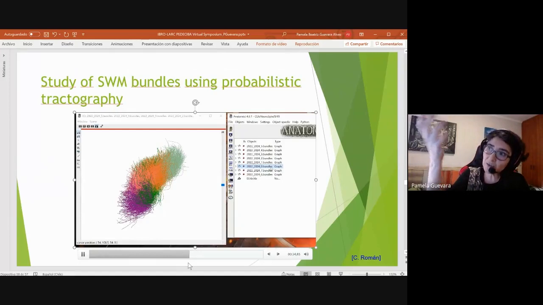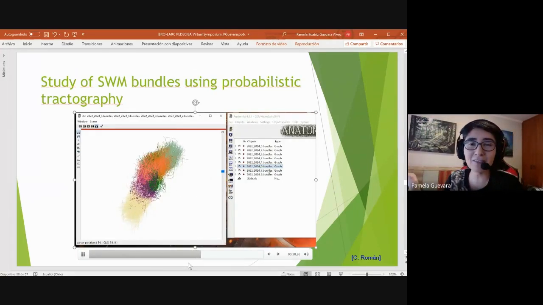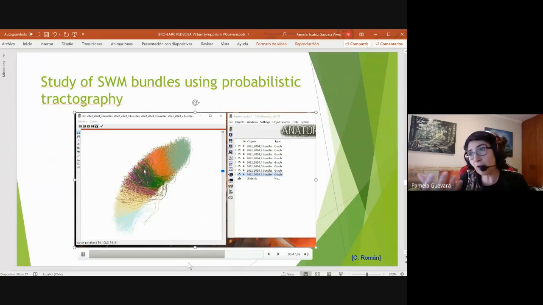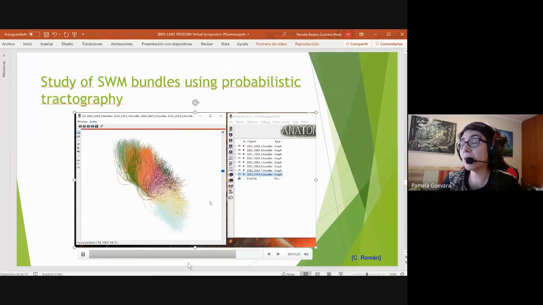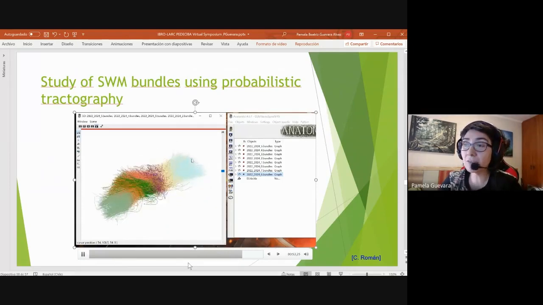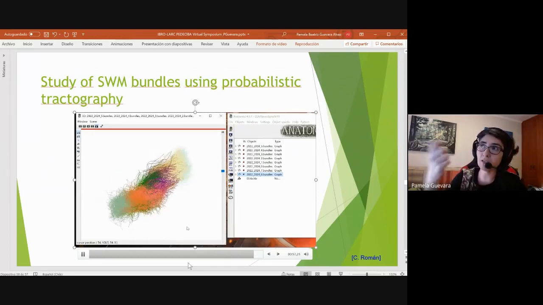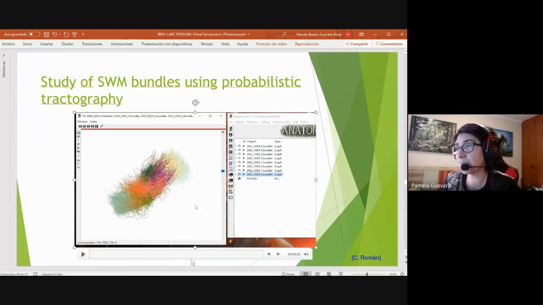You can see the U fibers, like you can find in the description in the books, that you have a complete cover of the region below the precentral sulcus. So this is interesting because with deterministic tractography, you don't find that. You have gaps between the clusters. So that's interesting, and we are working on that.